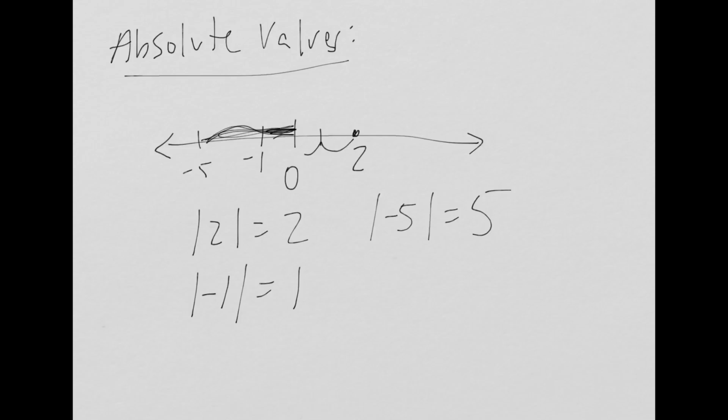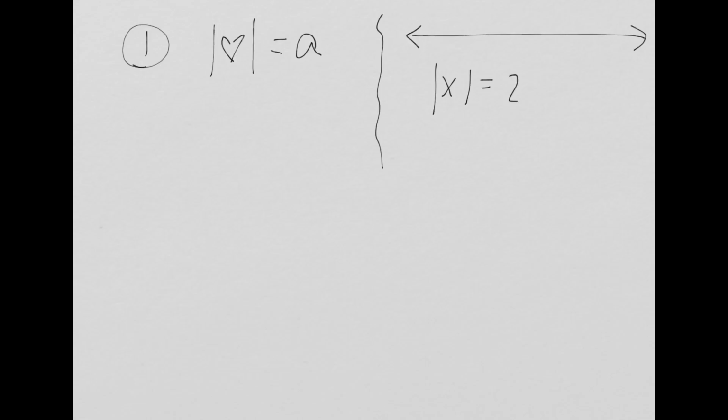So there are 3 types of absolute value equations that we're going to look at. So we're going to go through them. The first type is if I say the absolute value of a number is equal to another number. I'm going to erase this A and call it a heart. So let's say the absolute value of heart is equal to A. As an example over here, if I say that the absolute value of x is equal to 2, I'm saying give me x values where the distance from the origin is 2.